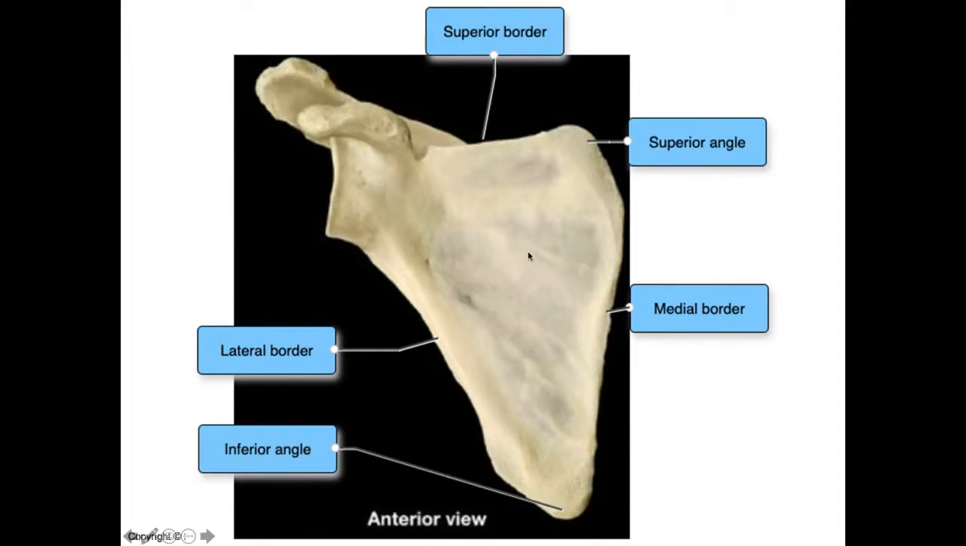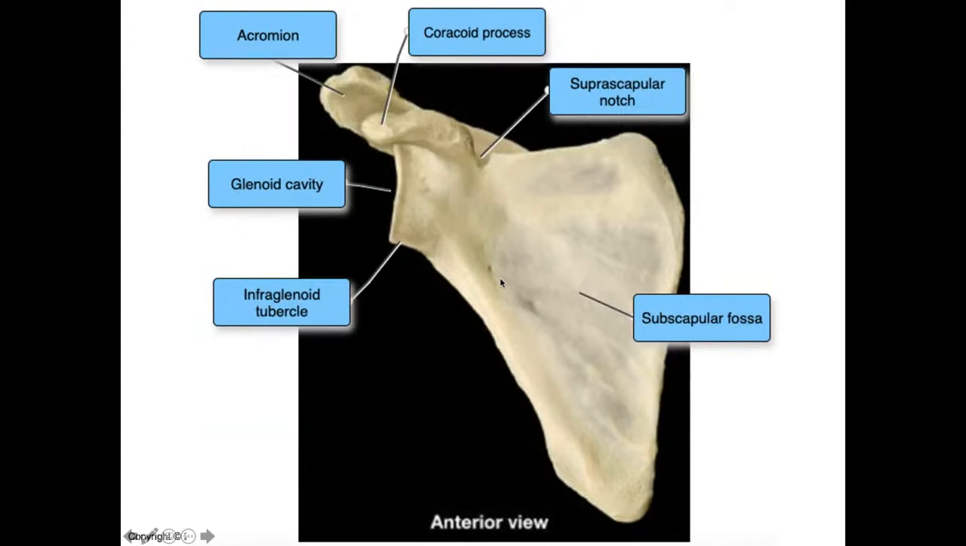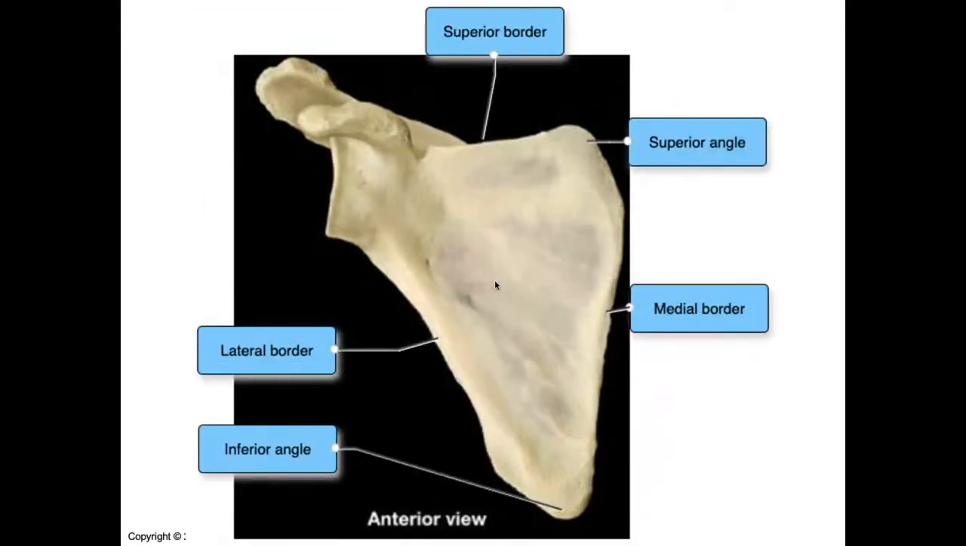Looking at the scapula from the anterior surface, we're looking at the anterior view. Well, let's look at some of the landmarks. Superior angle, inferior angle. Borders, medial border, lateral border. How do we know it's the lateral border? Well, the lateral border is on the outside, and this is where your shoulder joint is. This is where the head of the humerus articulates. That's called the glenoid fossa or glenoid cavity.